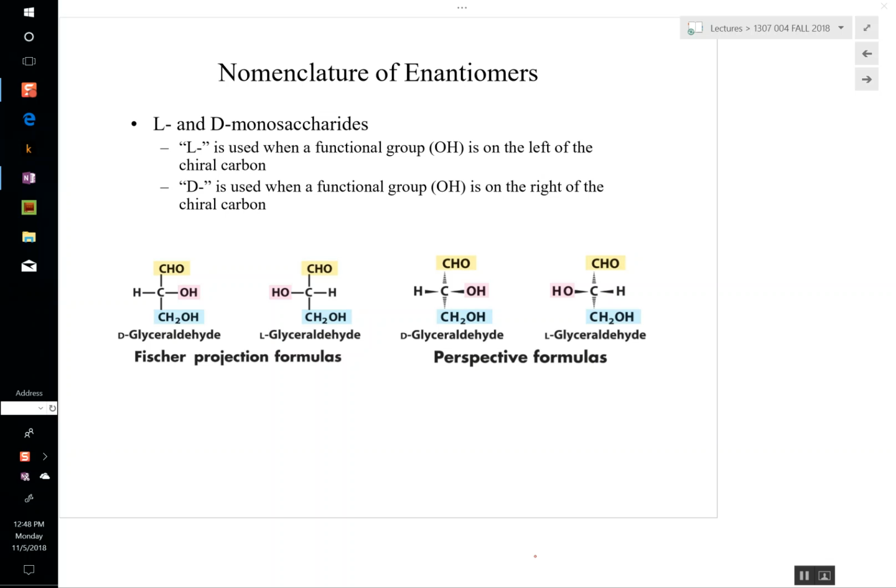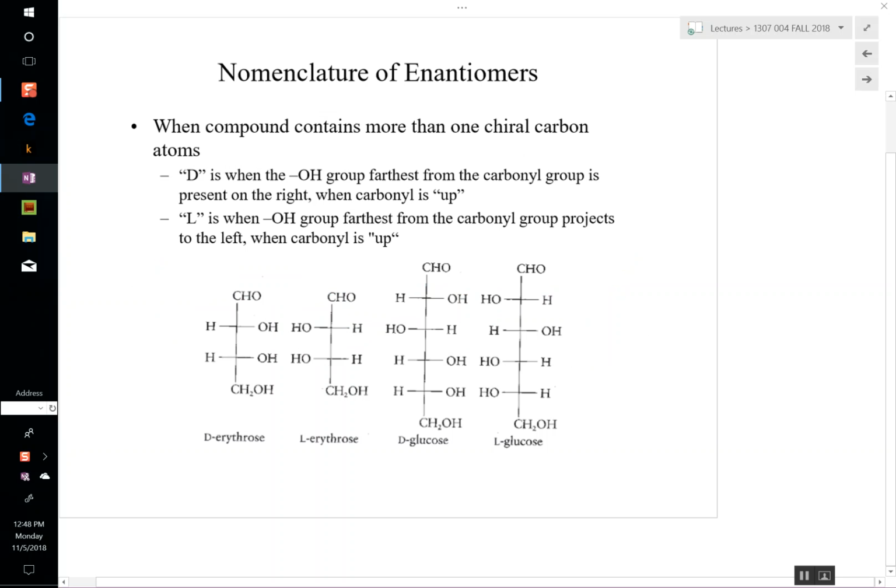The molecules, we've got to cyclize them. We're going to make them into a ring in a minute. Okay, now let's get familiar with these Fisher projections, because what we've got is this one on the right.